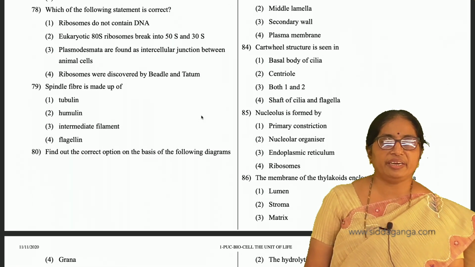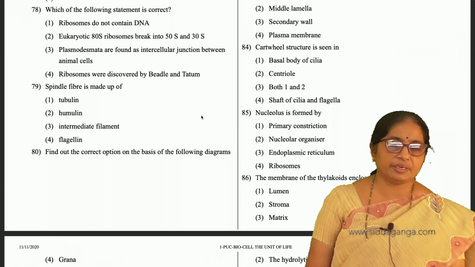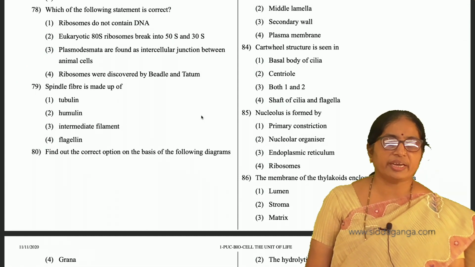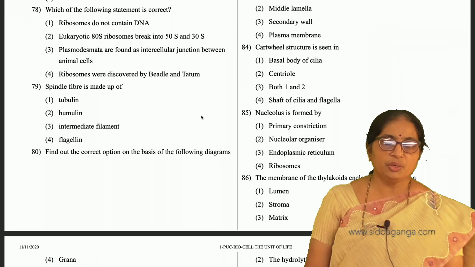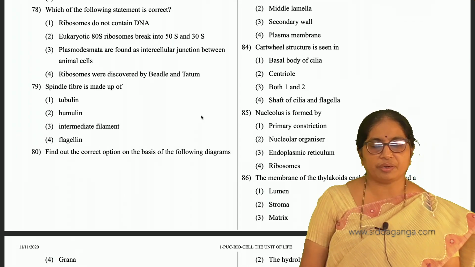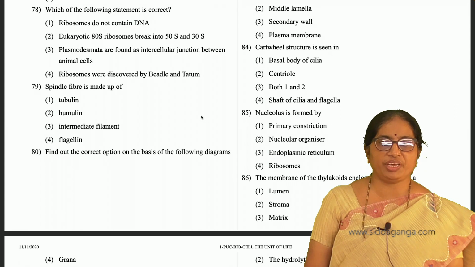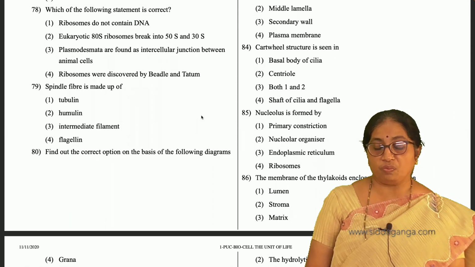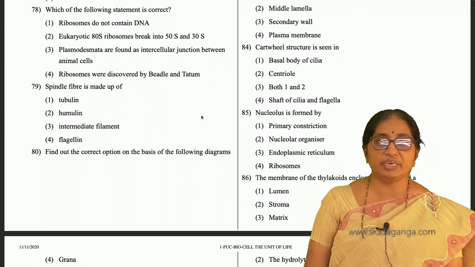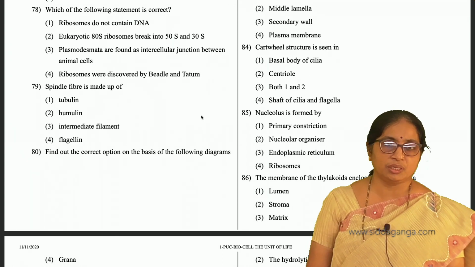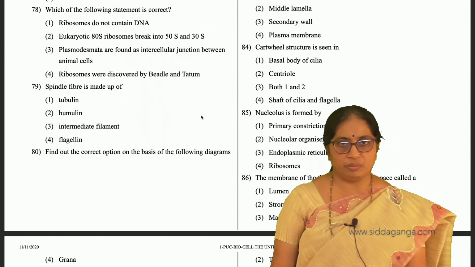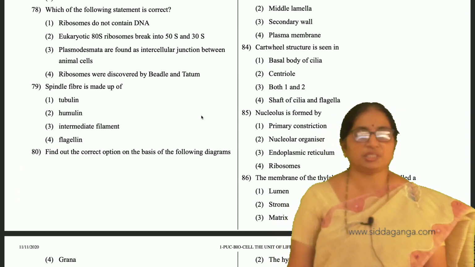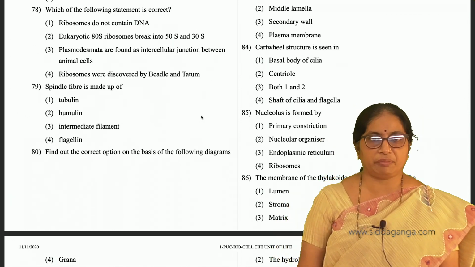Ribosomes do not contain DNA. Of course, it is a correct statement. It will not have DNA. Instead, it is divided into two subunits. Eukaryotic 80S ribosomes break into 50S and 30S is wrong. It will break into 60S and 40S. The 70S will divide into 50S and 30S. So 80S will break into 60S and 40S, therefore it is a wrong statement.